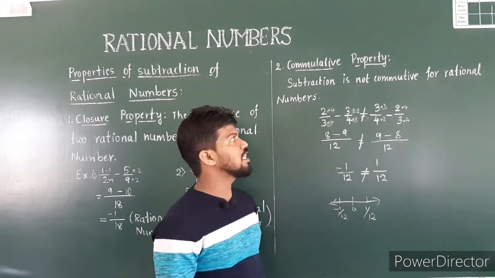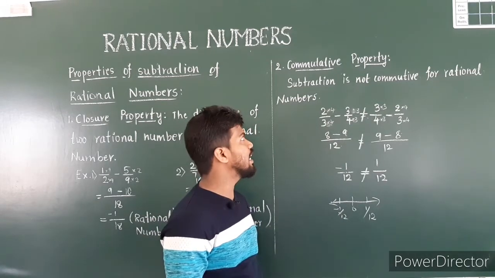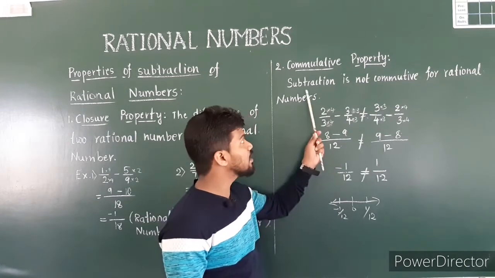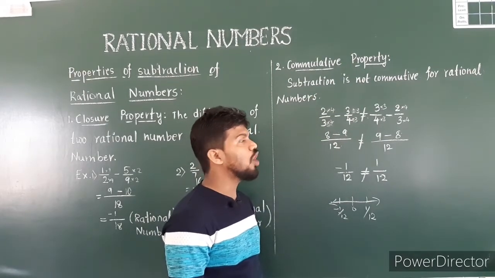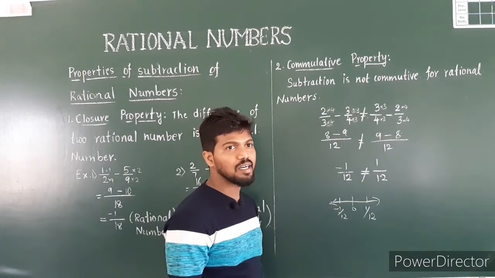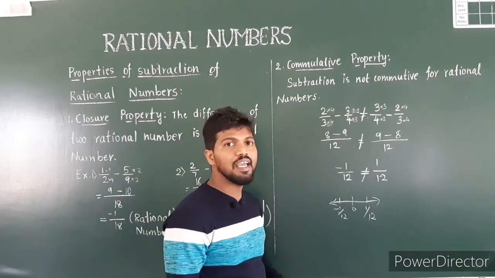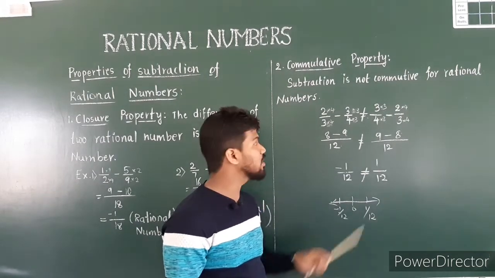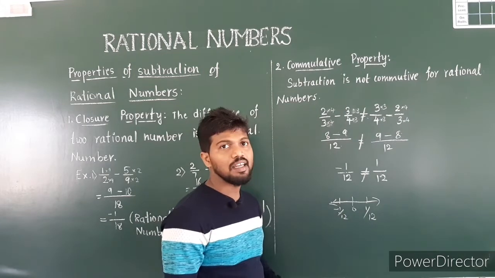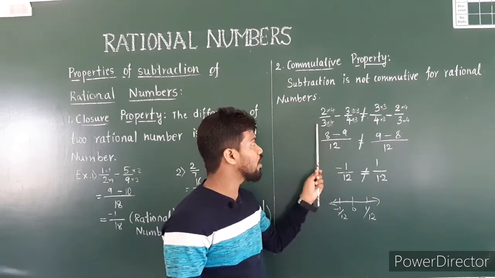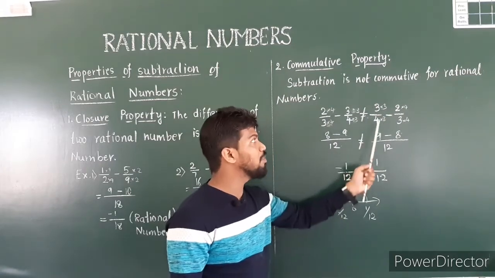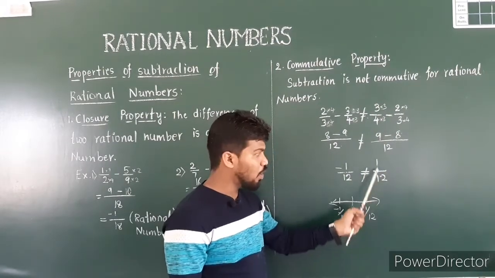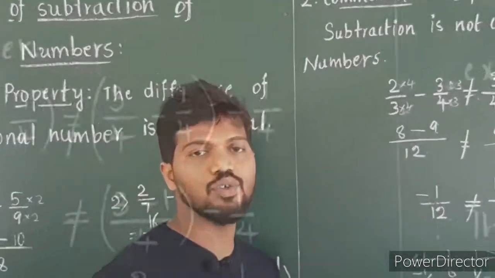Therefore subtraction is not commutative for rational numbers, but addition is commutative for rational numbers. Subtraction is not commutative because in addition you can add in any order, but in subtraction there is only one order. So 2 by 3 minus 3 by 4 you get minus 1 by 12. 3 by 4 minus 2 by 3 you get 1 by 12. Two different answers you got.